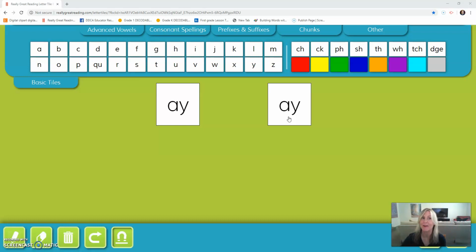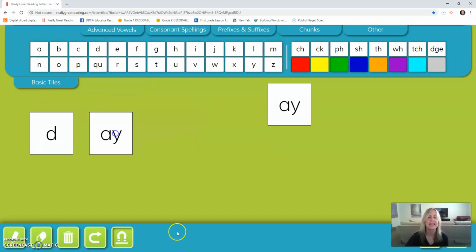Grab a piece of paper if you don't have one ready yet, and let's get ready to say it, build it, and write it. The first word is day. Let's finger tap it. D-A, day. Let's build it. D-A, day. Notice 2 letters, 1 sound. Let's write it.